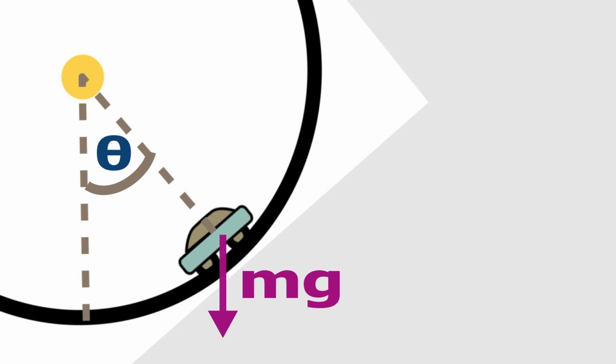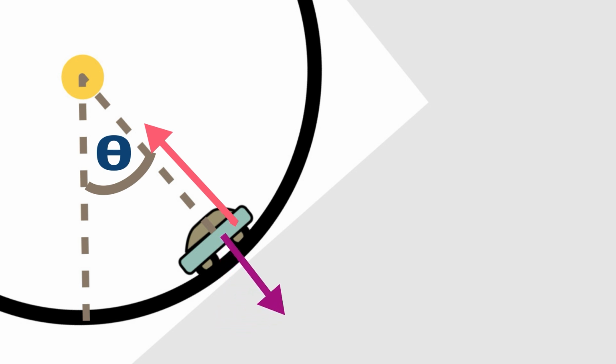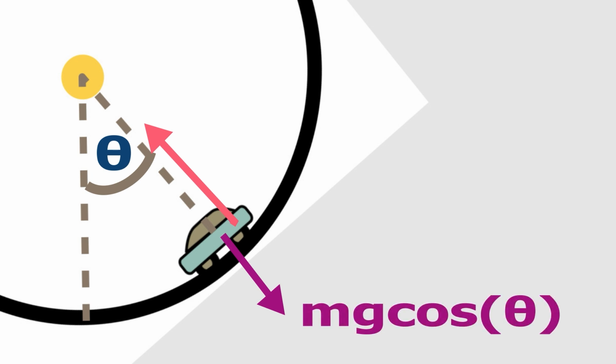Since the resultant force has to act towards the centre of the circle, we have a problem here. The reaction is lined up perfectly, but the weight is at an angle. So what we have to do is look for the component of the weight that is parallel or anti-parallel to the reaction force. This component will be mg cosine theta. This therefore means that the resultant force or centripetal force towards the centre is going to be equal to the reaction force minus mg cosine theta.